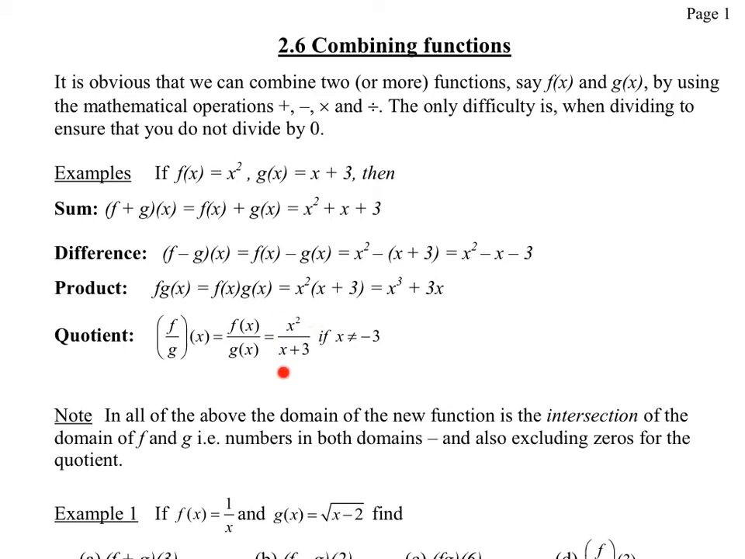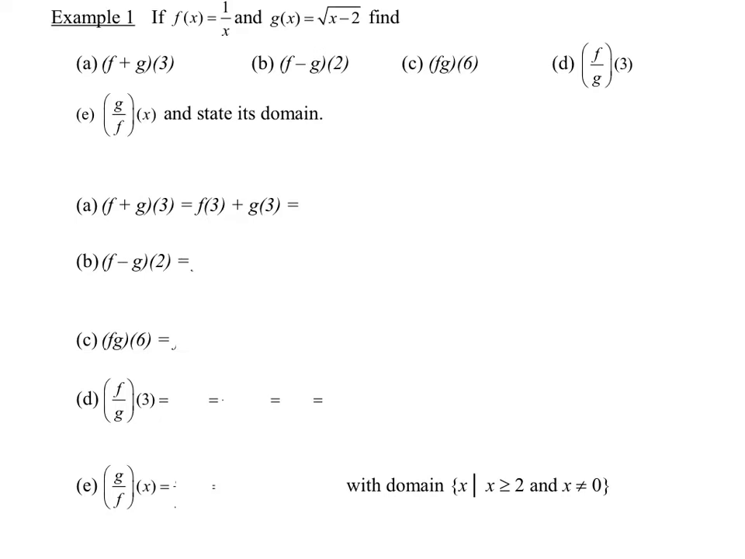So you see in this example here, where f divided by g of x is equal to x squared divided by x plus 3, the bottom part there cannot be equal to 0. X can't be equal to -3. So we have some examples here of using f of x equals 1 over x and g of x equals the square root of x minus 2, this one here.